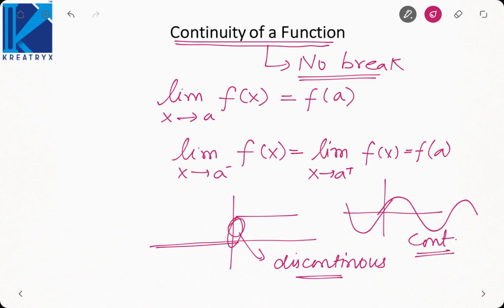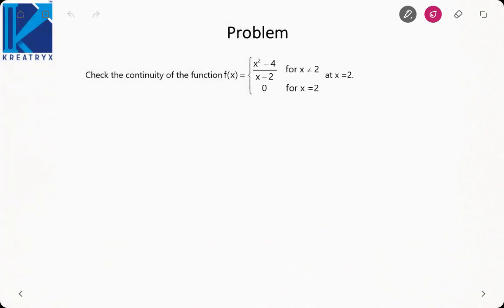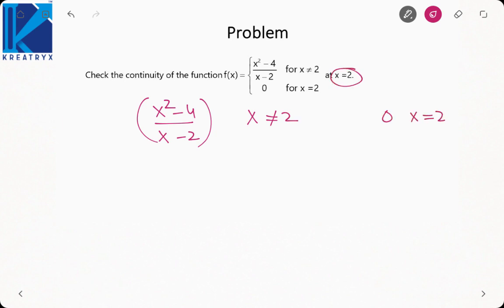So first of all, for continuity of a function, the limit should exist at that point, and then the limit must be equal to the function value at the same point. Let me show you this by an example. We need to check the continuity of a function defined as (x square minus 4) over (x minus 2) when x is not equal to 2, and 0 when x equals 2. We need to check the continuity at x equal to 2.